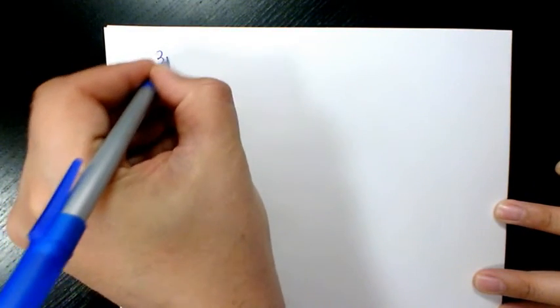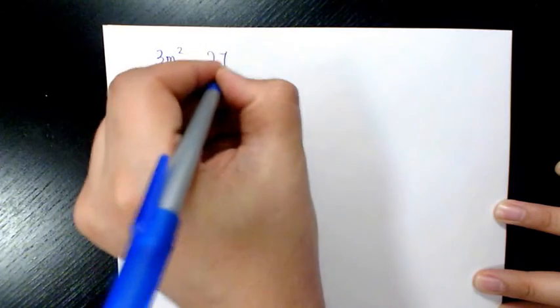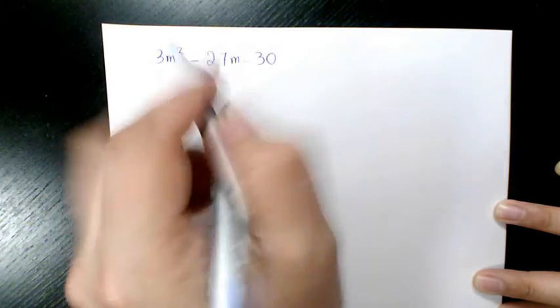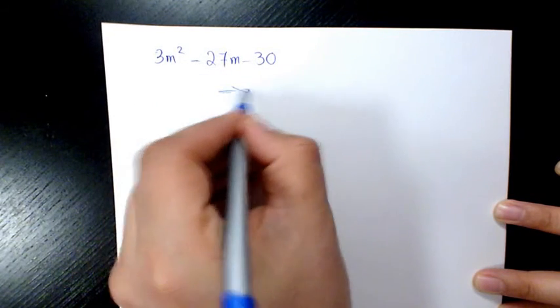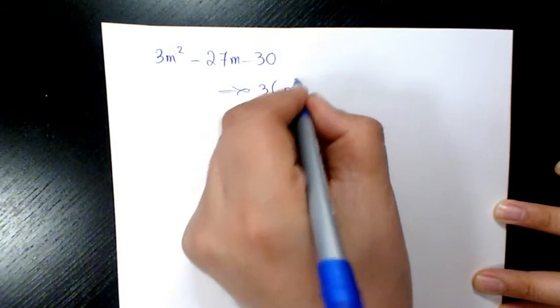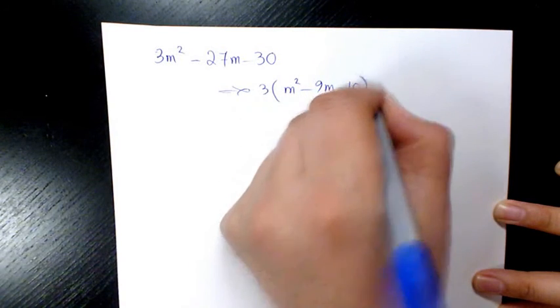Next one is 3m squared minus 27m minus 30. You cannot factor m, but you can factor 3. So it's going to be 3m squared minus 9m minus 10.